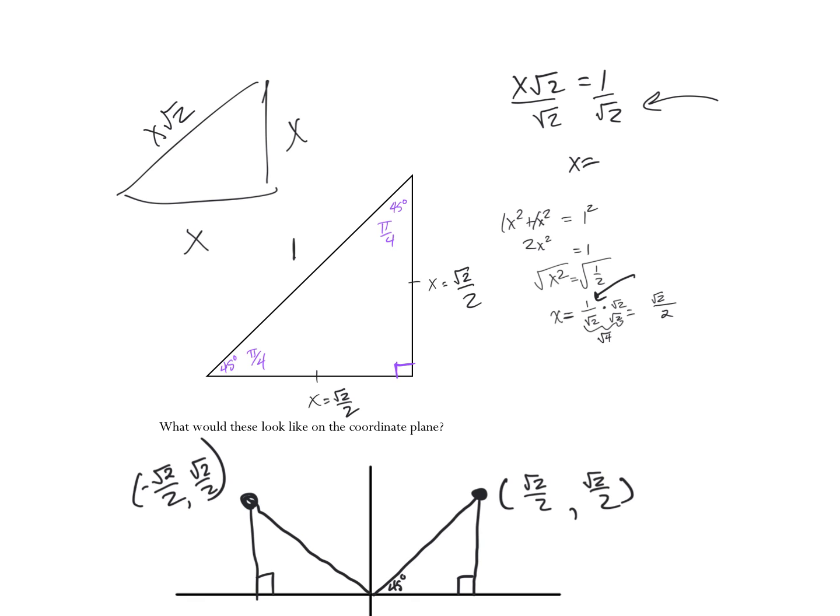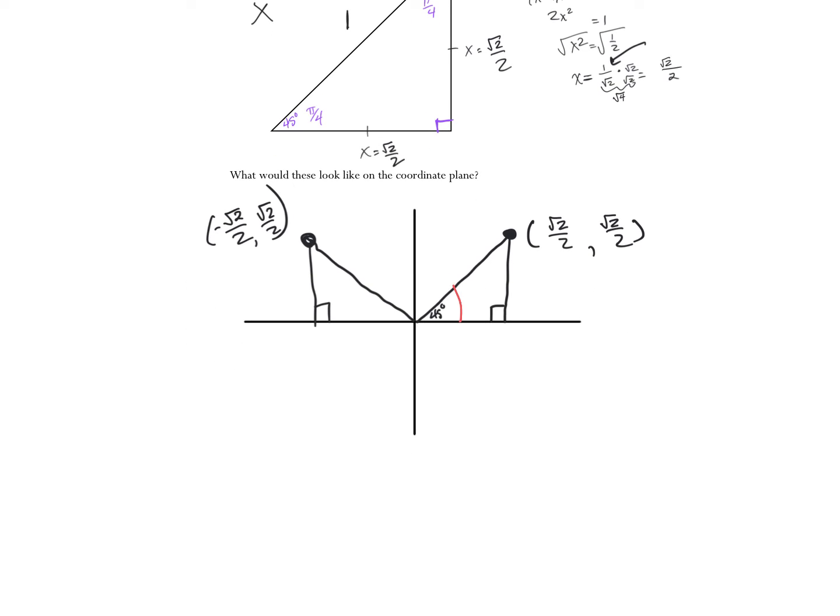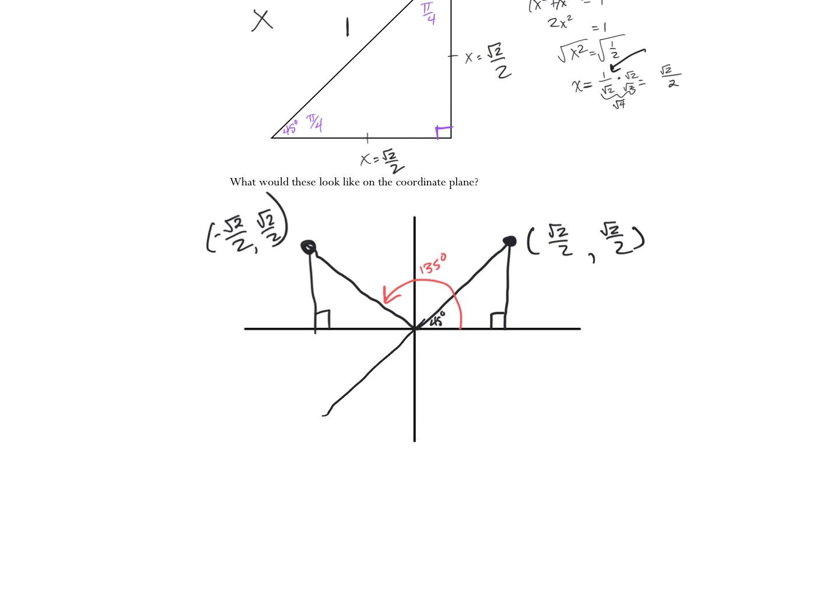Okay. Hey, guys. What's that angle? Hold on. If I would do this in the third quadrant, this becomes negative square root 2 over 2 and negative square root 2 over 2. Not bad at all. What's the angle?